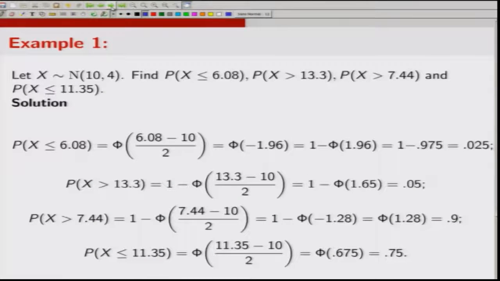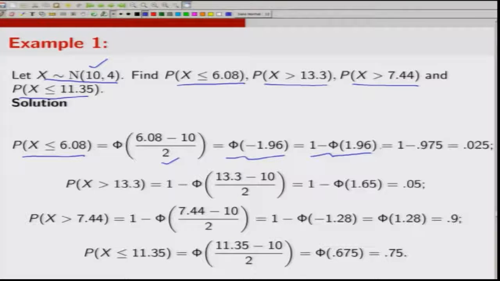So one can consider, for example, this example. Let X be normal 10, 4. Find probability X less than or equal to 6.08, probability X greater than 13.3, probability X greater than 7.44, and probability X less than or equal to 11.35. So let's first consider probability X less than or equal to 6.08. Convert it into standard normal 0, 1. So this is the same as phi of (6.08 minus the mean, which is 10) divided by sigma, which is square root of 4, which is 2, which turns out to be phi of minus 1.96, which is 1 minus phi of 1.96. One can see from the tables which we listed in the last page, it turns out to be 1 minus 0.975. So it is 0.025.